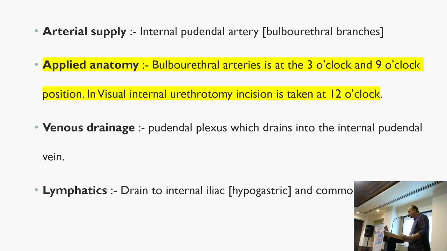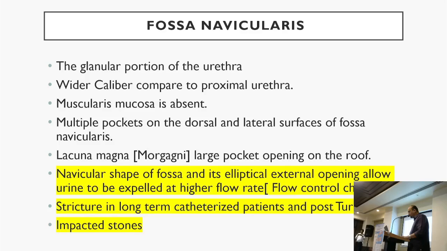The arterial supply is from internal pudendal artery, which gives bulbourethral branches. Bulbourethral arteries are at the 3 o'clock and 9 o'clock position. So in visual internal urethrotomy, the incision is taken at 12 o'clock to avoid bleeding. Venous drainage is pudendal plexus, which drains into the internal pudendal vein. Lymphatics drain to internal iliac, hypogastric and common iliac nodes.